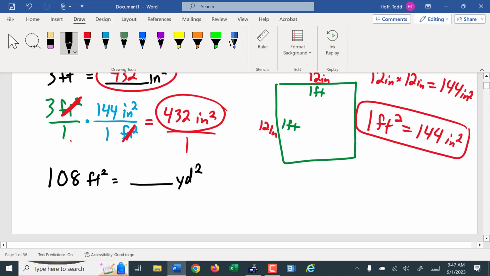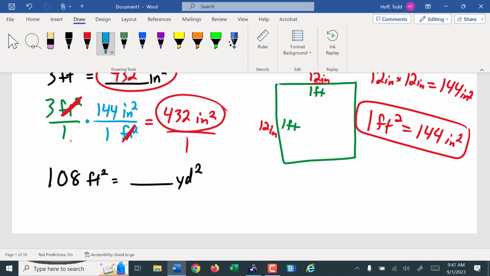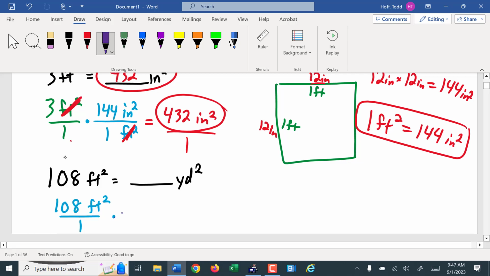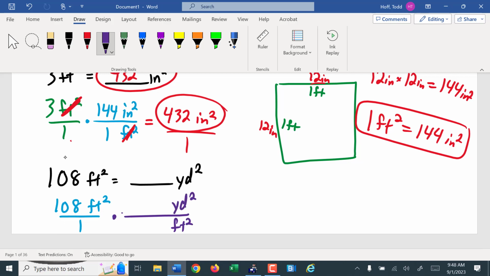So how about this one? 108 square feet going into square yards. So we'll start out with our square feet over 1. Of course, square feet have to go on bottom in our unity fraction, and we're converting to square yards. 1 yard is how many feet? 3. So 1 square yard would be how many square feet?